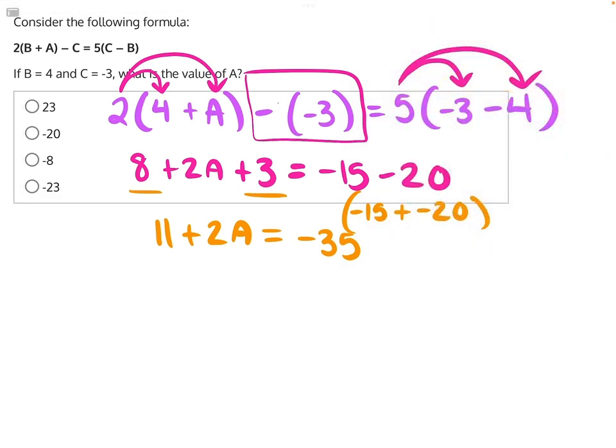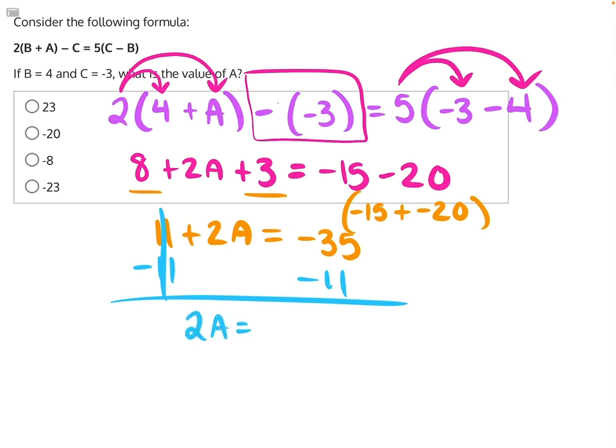Now, everything is simplified, so we have to do opposite operations or inverse operations to isolate our variable a. 11 is being added to a, so the opposite or the inverse is subtracting 11 from both sides. These will cancel, leaving us with 2a is equal to negative 46. And then 2 is being multiplied to a, so the inverse operation is dividing both sides by 2. These will cancel, leaving us with a is equal to negative 23, making D our correct answer.